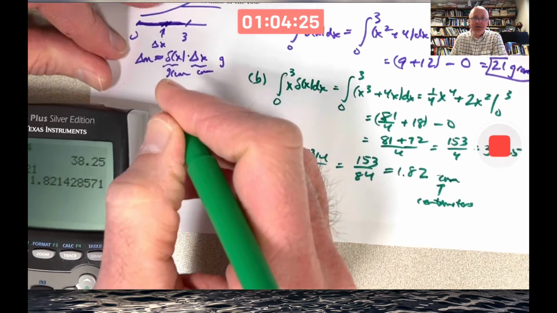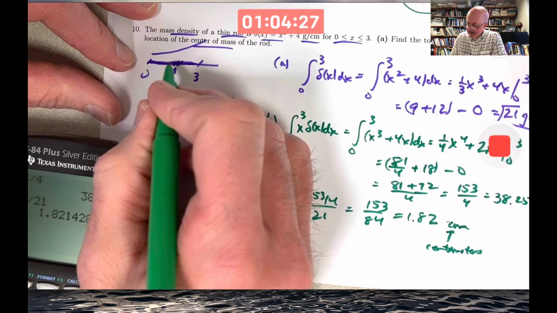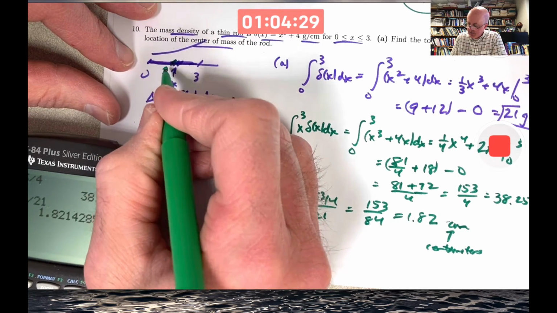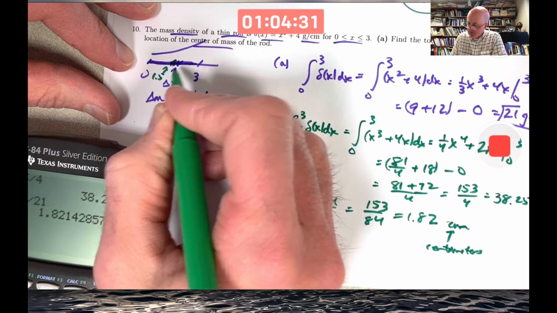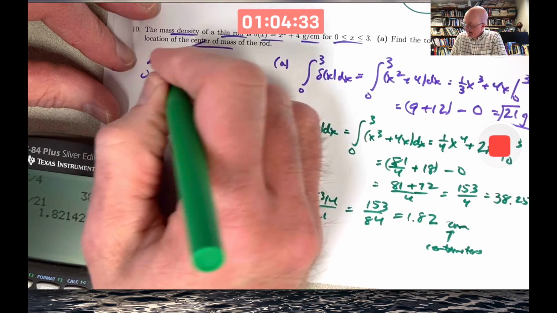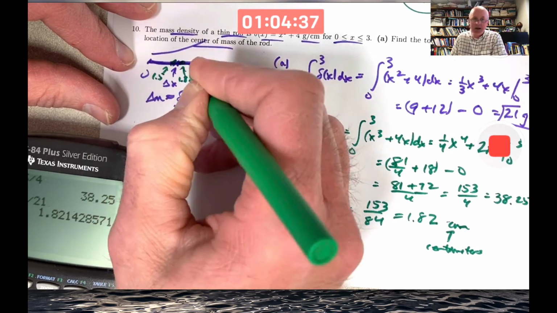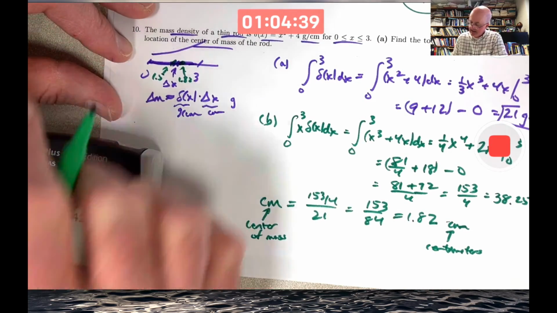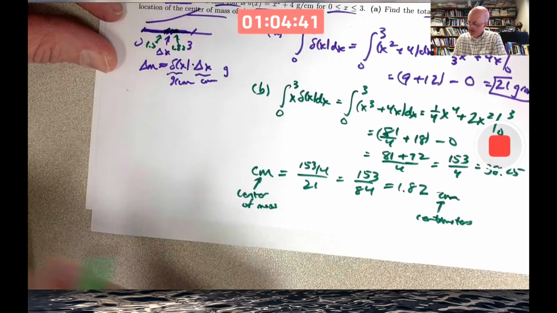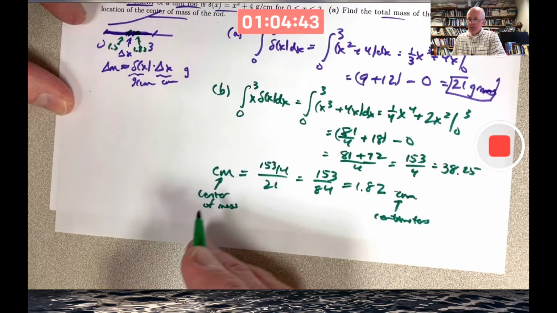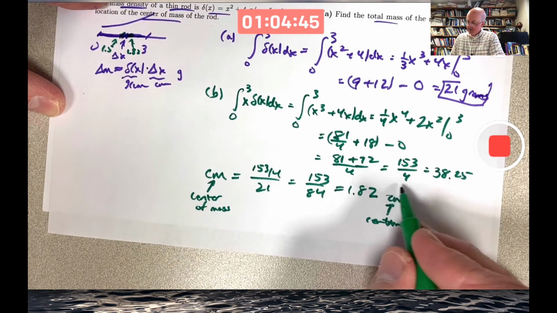The center of mass for this rod is to the right of the middle value, the middle value being halfway between 0 and 3, not the median. 1.82 is right about there, which makes sense because the rod is denser closer to 3 and less dense close to 0. So that is what we end up doing for the center of mass, okay?